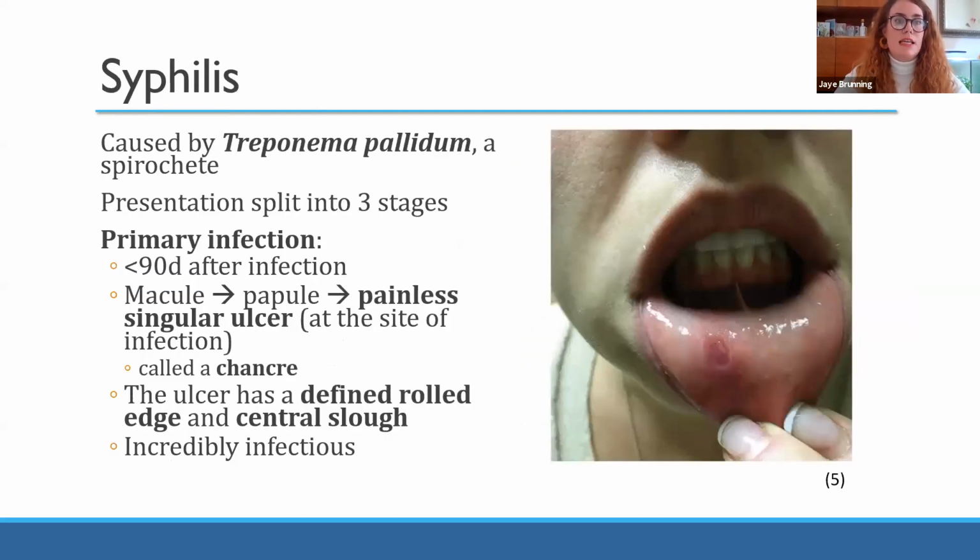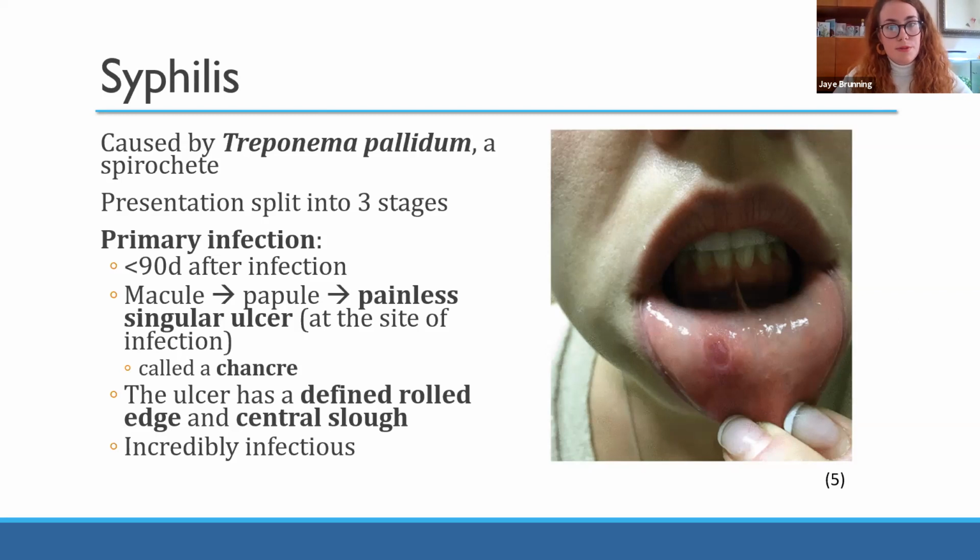The second cause, so this is the painless and singular ulcer, is syphilis. And the causative organism of syphilis is Treponema pallidum, which is a spirochete, and that's just the shape of the bacteria. I do have a picture that I'll show you later. It's kind of like a spiral is what that means. And syphilis is quite a good topic for single best answer questions, because it has a really defined presentation that's split into 3 stages. So that's the primary stage, secondary and tertiary. Primary infection occurs 90 days after they were inoculated with the spirochete.